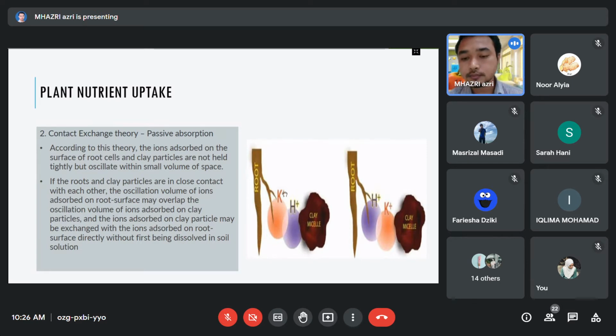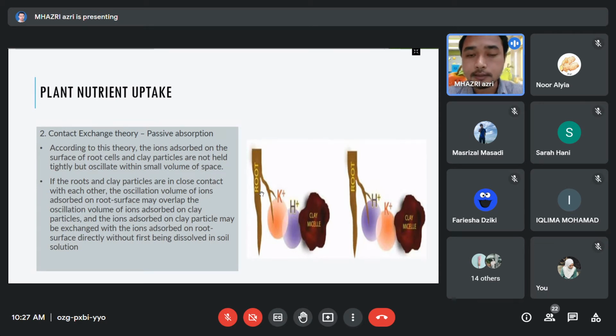So potassium pada awalnya dia attach dekat clay, tapi bila frequency of oscillations of potassium sama dengan frequency of oscillations of hydrogen that loosely binds with root hair, dia akan boleh bertukar tempat. Okay. So potassium will bind to root tissues and hydrogen will bind to CEC or clay. So selepas this potassium binds with root tissues, it can be absorbed by root tissues. Okay. So kalau itu, kalau awak tak faham sangat tak apa.